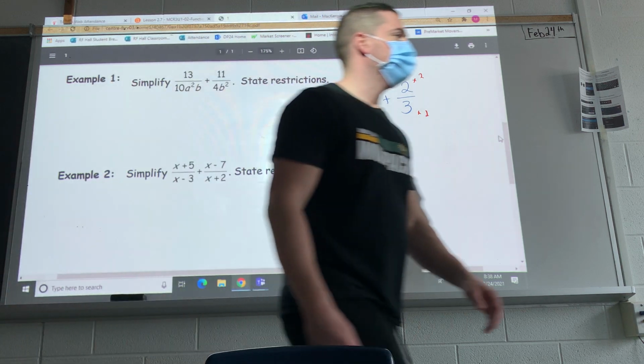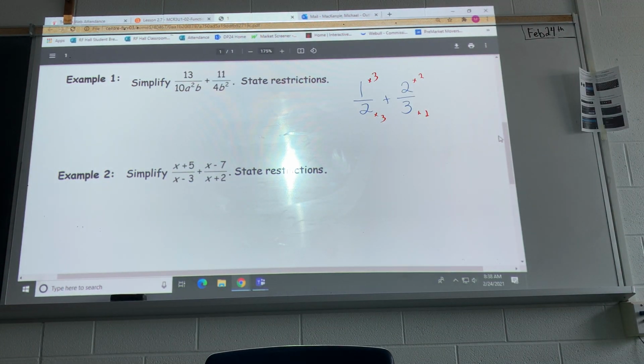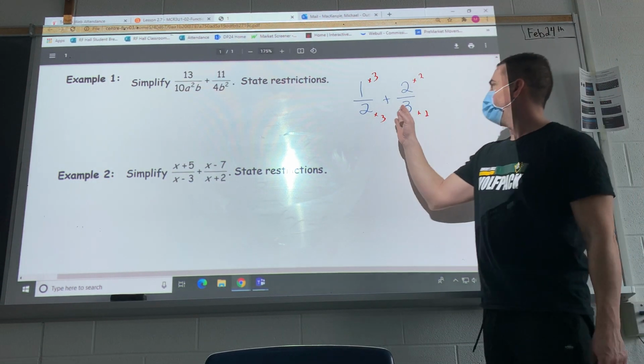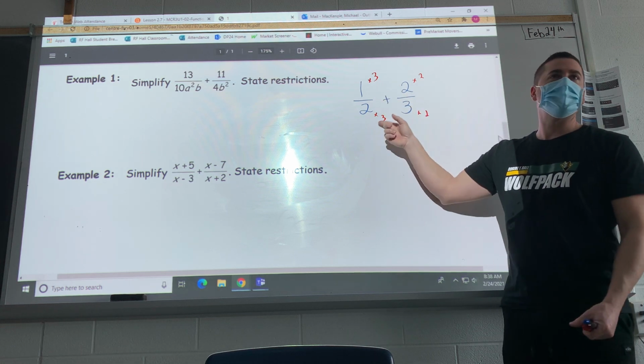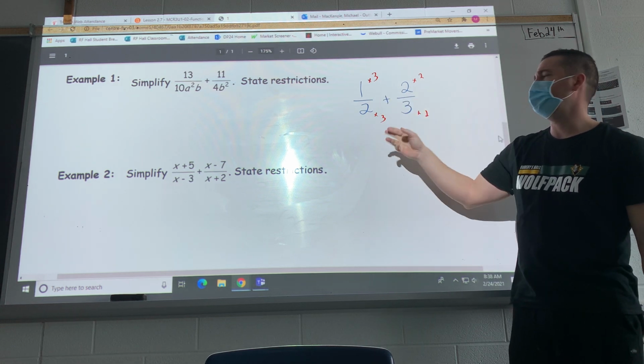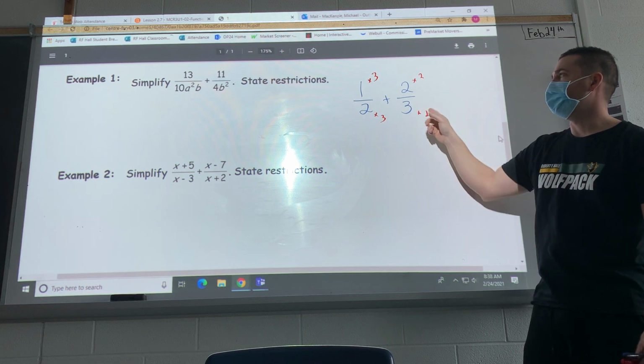Okay, so I was saying, you end up multiplying the opposite fraction by the denominator, so 3 times 3. That's the easy way to do it. The next one, 2 by 2.